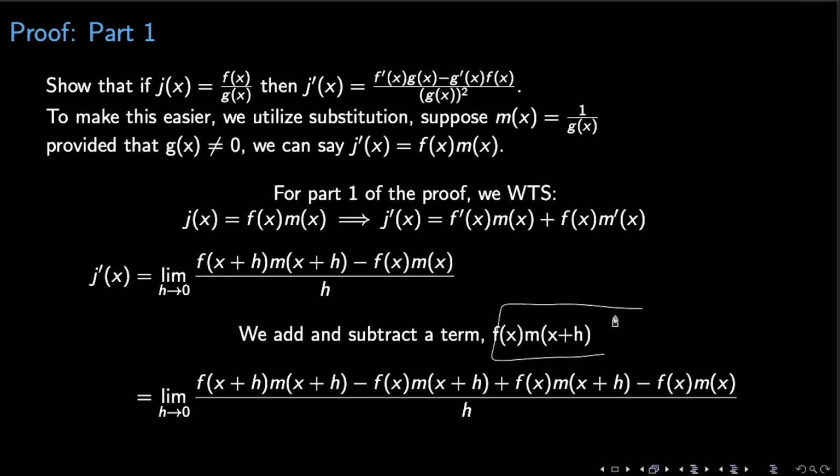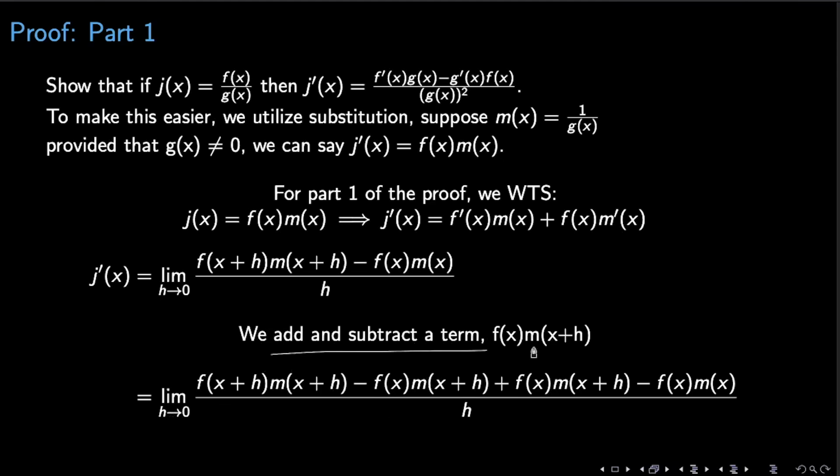Now, you may ask, how did we come up with this term? It really comes down to your creativity and remembering what our goal really is. Our goal is to isolate our f prime and m prime in such a way that we have enough terms in the end. So really, the basis of this is to add something that still makes the equation true. In this case, what we can add to this expression is an addition and subtraction of f of x times m of x plus h. That way, you will see how this allows us to factor out a common term.